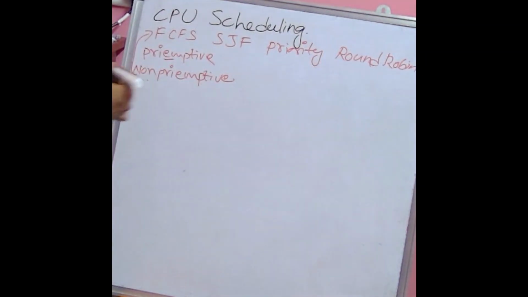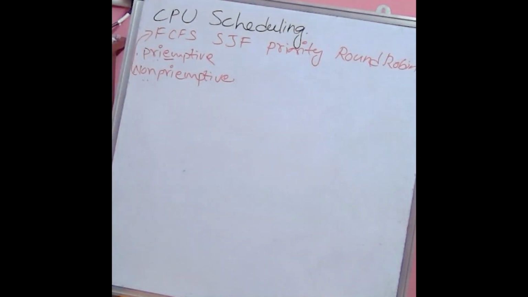For SJF, there are two types, depending upon the shortest CPU required time. The CPU may allocate to one process, but after that, one more process enters the main memory which requires less time. Now the CPU is allocated to one process, but the next arrived process requires less time compared with this one. Then automatically it deallocates and allocates to the next one.